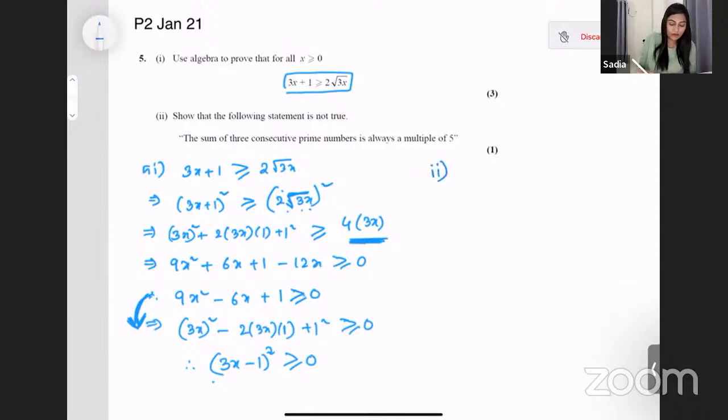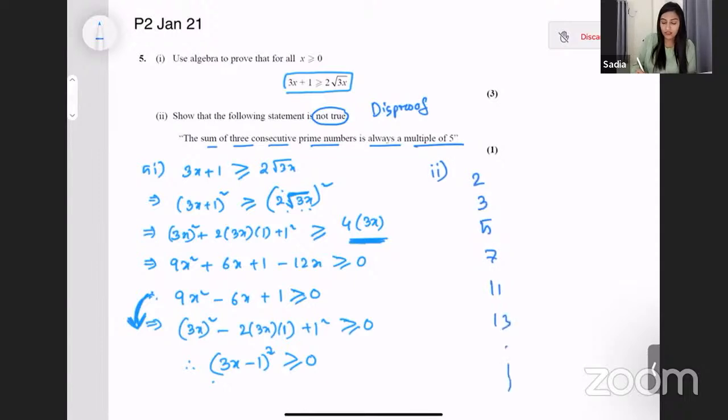Next, 5.2. In 5.2, we need to prove that the sum of 3 consecutive prime numbers is always a multiple of 3. We need to disprove the statement. So you can use any value that will actually prove the statement false. So what are the prime numbers? Suppose I start with 2, 3, 5, 7, 11. I can continue like this.